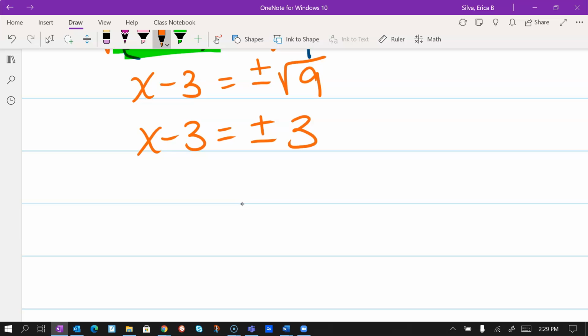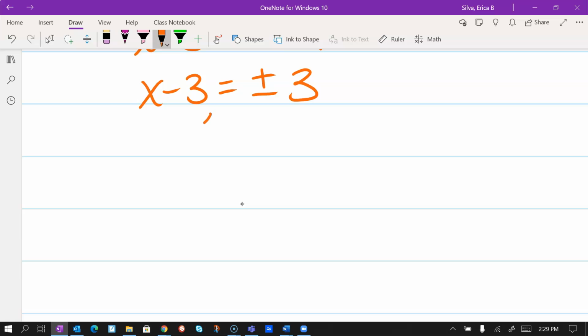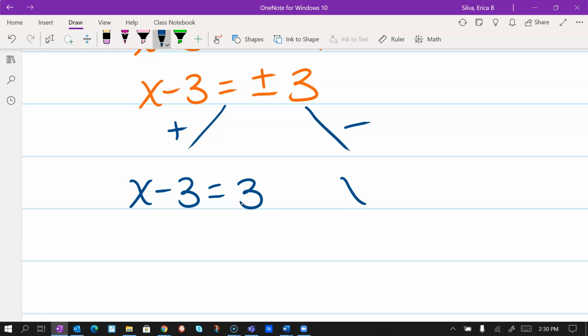Now notice how my x is still not isolated. We need to create 2 equations. Remember how we did it last semester when we had a plus and a minus? We have to do one equation where my 3 is positive and another equation where my 3 is negative. Let's go ahead and separate this one. We've got x minus 3 is equal to positive 3, and then we're going to do the negative version: x minus 3 is equal to negative 3.